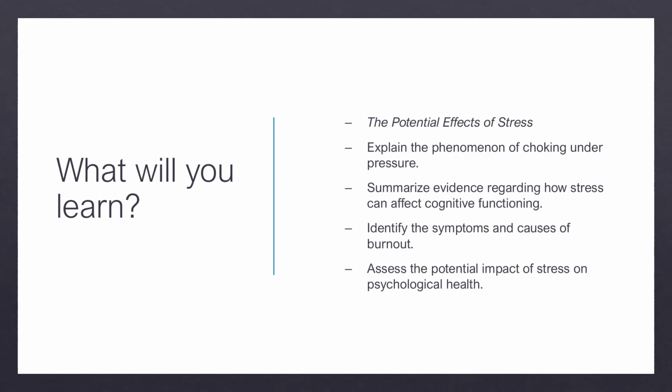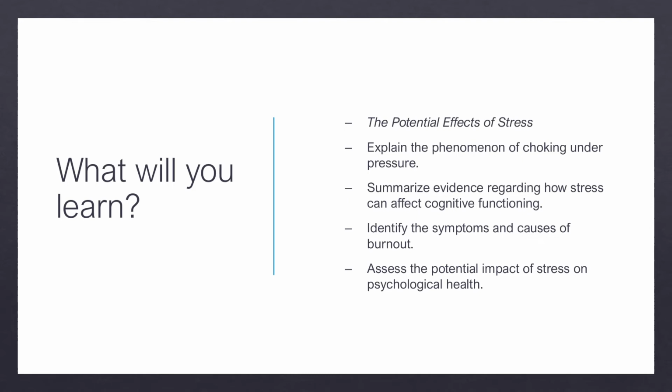So why do we choke under pressure, for example? Why is it that when we're under stress, we may lose our ability to remember what we want to say? And probably as you're thinking about some of what you've learned about the brain and those higher level functions not being as active when you're under stress, you're beginning to understand physiologically what's going on. You're also going to be looking at how stress affects cognitive functioning. How does it affect our thinking and impulse control and our decision making?